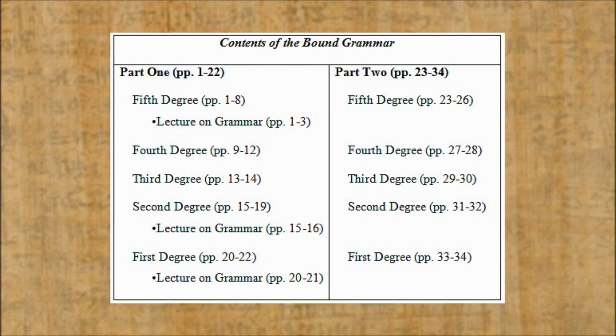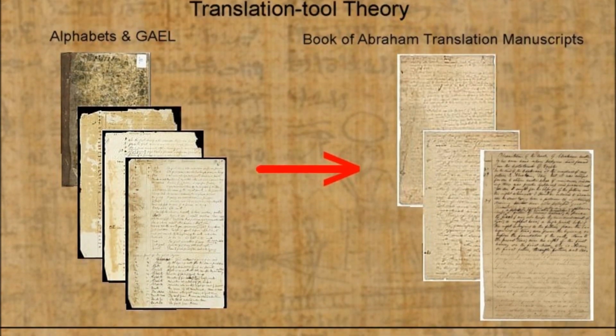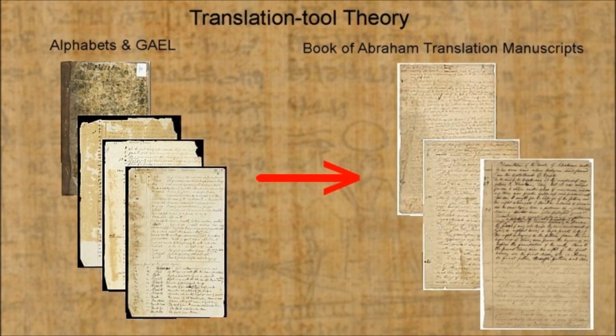It is called a grammar because it includes lectures on Egyptian grammar at the beginning of 3 of the degrees. So, we should not be surprised if the Gael expands the alphabets with a view towards a future dictation of the Book of Abraham. Indeed, we shall find vague similarities in concepts, but no evidence of literary dependence, and certainly not a match of the characters.